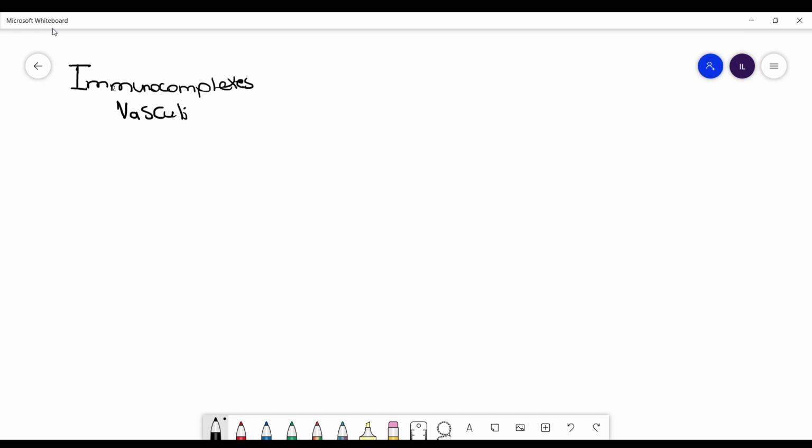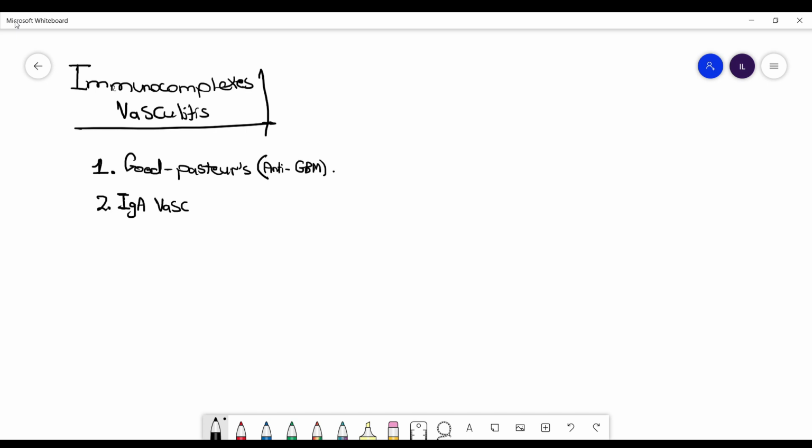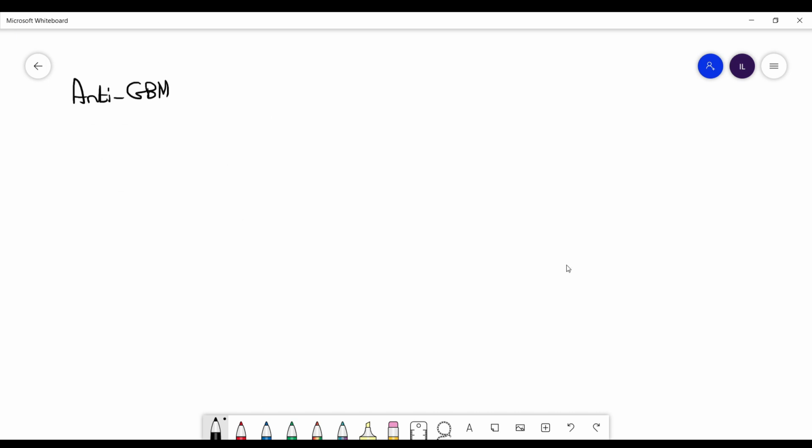As we mentioned in the vasculitis introduction video, the third type of vasculitis is immune complex vasculitis, and this includes three diseases. The first one is Goodpasture disease, anti-GBM disease. Second is IgA vasculitis, which is HSP disease. And the third one is cryoglobulin vasculitis. In this video, we'll talk about anti-GBM disease.